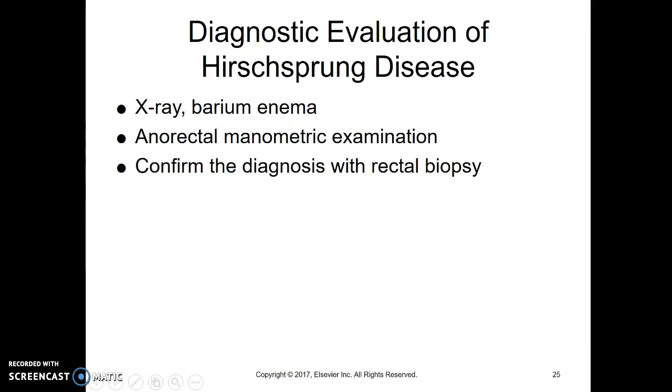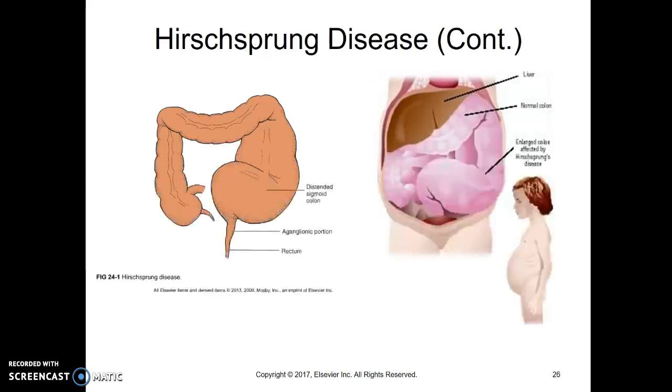Diagnosed with an X-ray, a barium enema. Then they're going to do a biopsy to go in there and see if there are ganglion cells in that section of the colon, and they'll find out there are not. They can do pressure testing as part of that. And this is what it looks like.